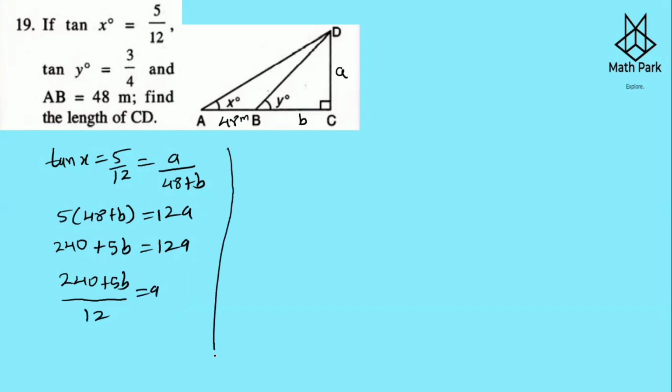Now, let us use tan y. If I take tan y, we are taking this triangle, which is A upon B, and that is equal to 3 by 4. So you get A is equal to 3B by 4, B goes over here. So B is equal to 3A.